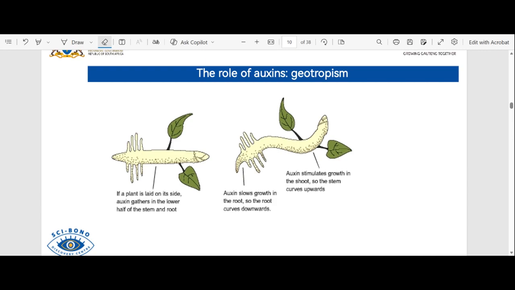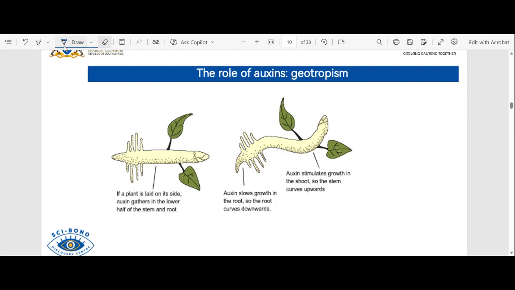Does that make sense? And when auxins go to the lower side, what happens? This is one thing you should know about auxins with regards to geotropism. Auxins inhibit growth when it comes to the roots. So it means that the lower side of the roots will grow slower than the upper side.